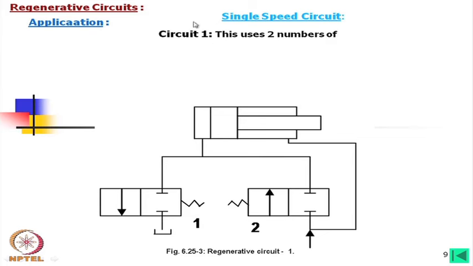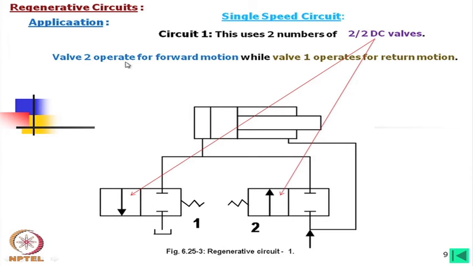Now, we will discuss a few circuits. In this circuit we have used two 2x2 DC valves. You definitely understand, as you know the symbols, the 2x2 DC valve. Then how does it operate? Valve 2 operates for forward motion and valve 1 operates for return motion.